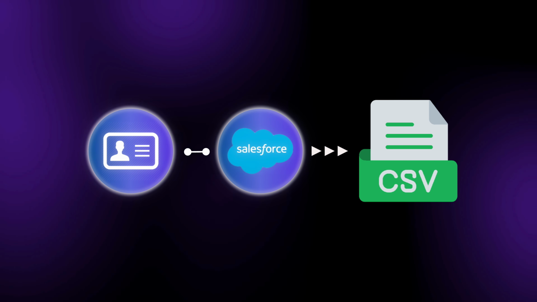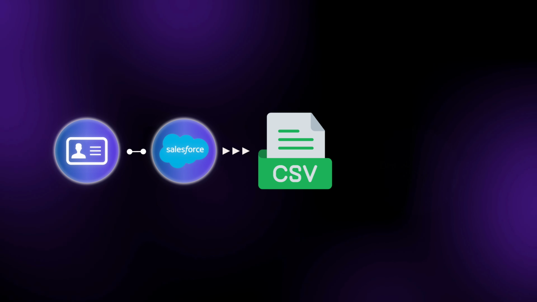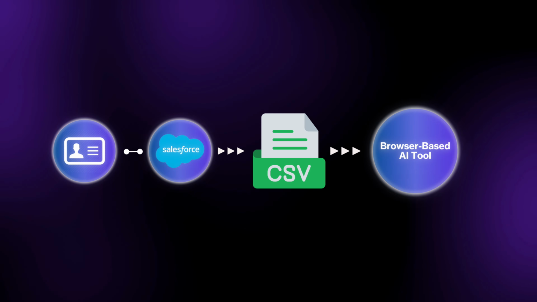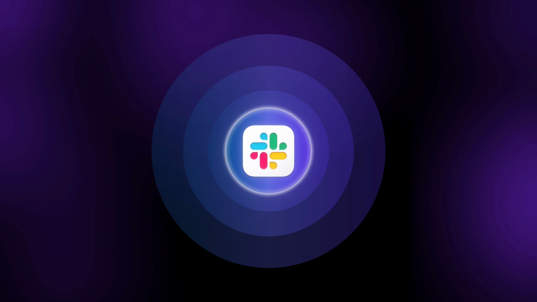Think about a standard workflow. A customer list in Salesforce is exported as a CSV. It gets parsed, pasted into a browser-based AI tool, and shared via Slack. In under an hour, regulated data has moved through a SaaS app, an unmanaged endpoint, and a collaboration platform. This creates a massive blind spot.